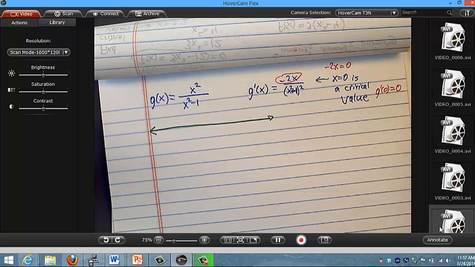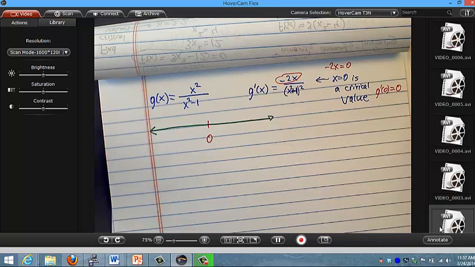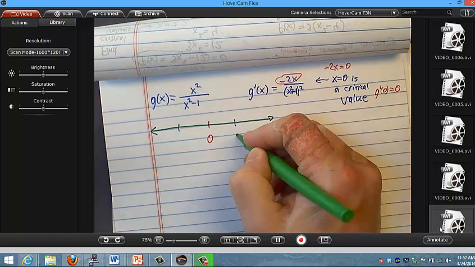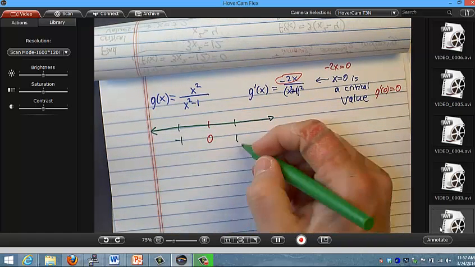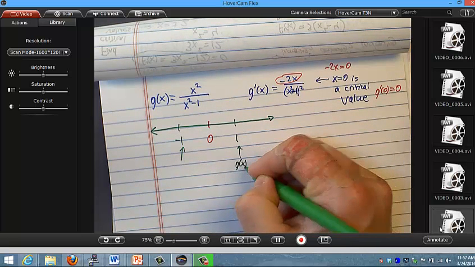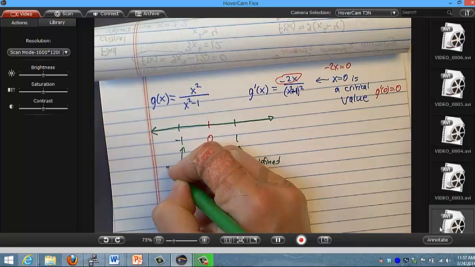So now what am I going to put on the number line? Well, you want to put important points. I'm going to put my critical value, 0. But I'm also going to put values that were undefined. So I'm going to put 1 and negative 1, because g of x is undefined here, and same here, g of x is undefined.